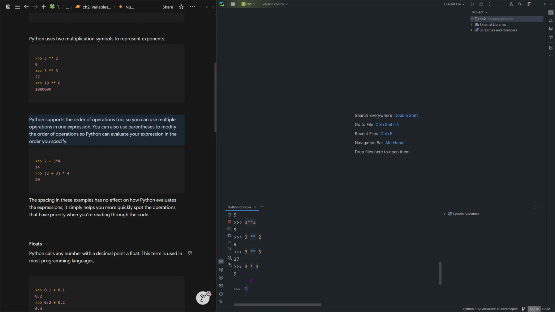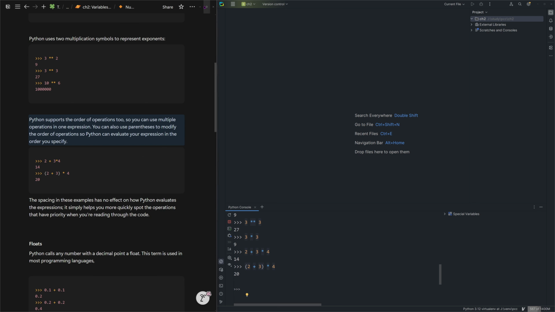For example, multiplication is actually done before addition. So if we do 2 plus 3 times 4, we will get 3 times 4, 12, and then that will be added to our 2. That's 14. Now if you want your addition to be done first, you can use parentheses. This is how we do it in math as well, so I hope the concepts can connect. Now 2 plus 3 is 5. 5 times 4 is 20.